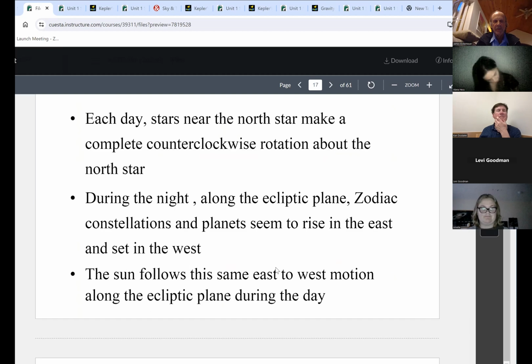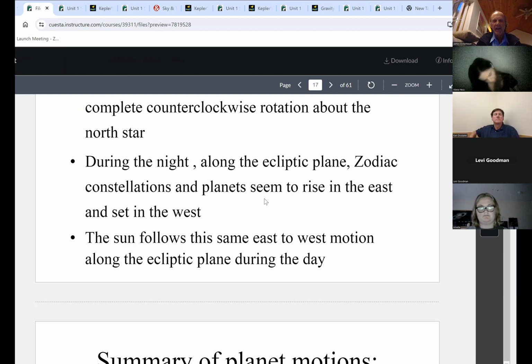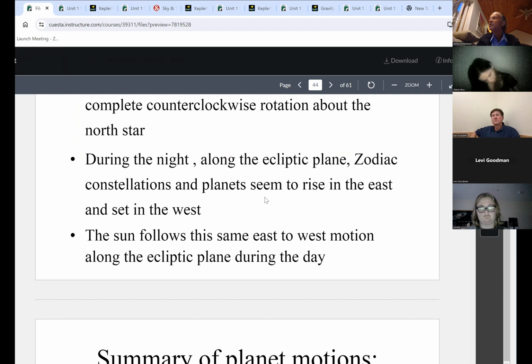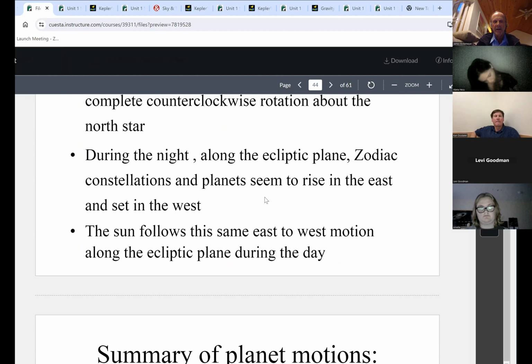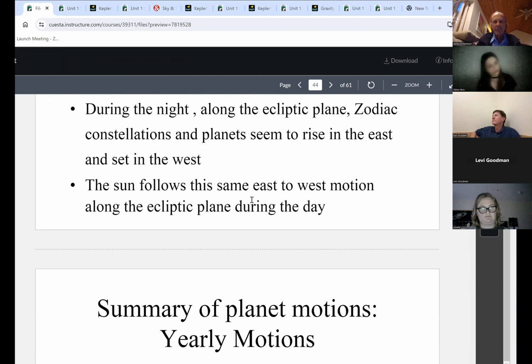Okay, so here's a summary of the daily motions then. Each day, the stars near the North Star make a complete counterclockwise rotation. At night, along the ecliptic plane, zodiac constellations and planets seem to rise in the east and set in the west, and the sun follows the same east to west pattern along the ecliptic plane each day.